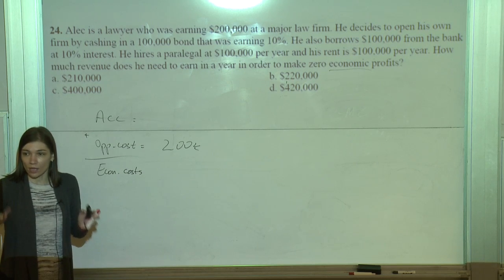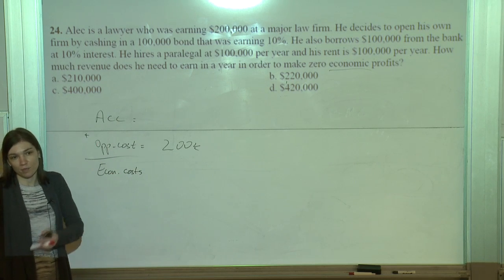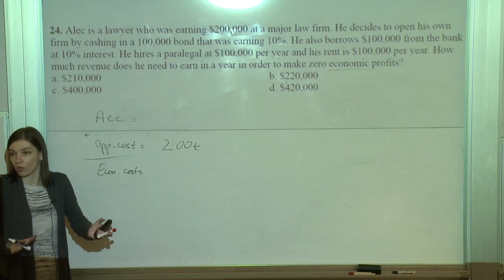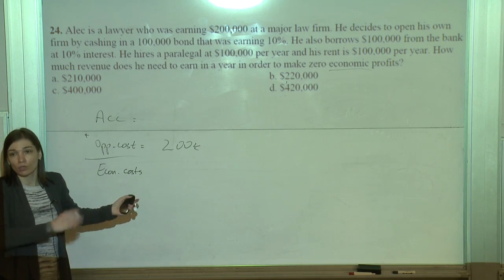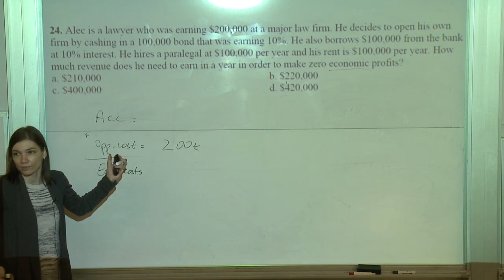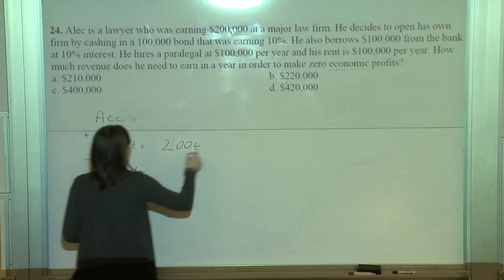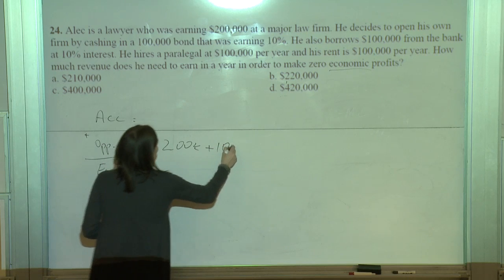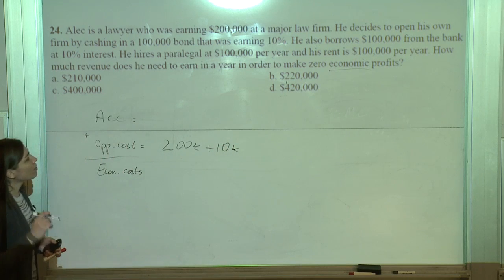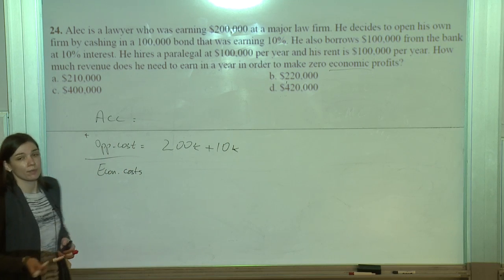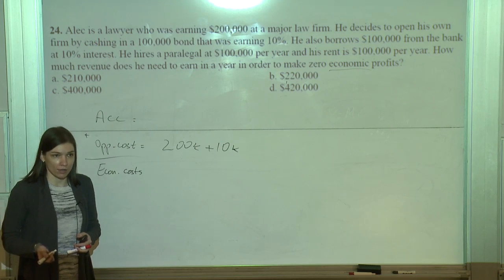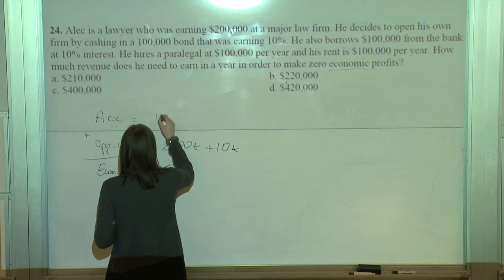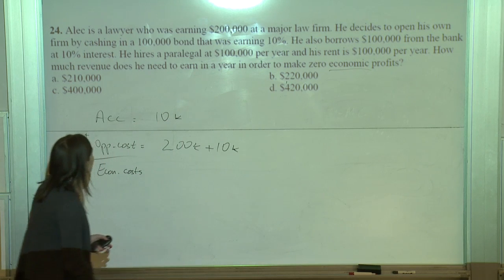All right? The $100,000 principal, you still have it. Whether it's in the bank or in the firm, it's there. It's not a cost. However, if you did not invest that in the firm, you could have earned the 10% on that. So that's the opportunity cost of that bond, which is 10. He borrows $100,000 from the bank at a 10% interest. $10,000 accounting. That's purely related to the business.